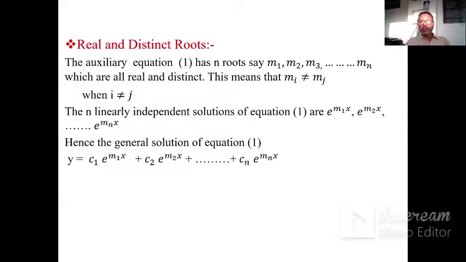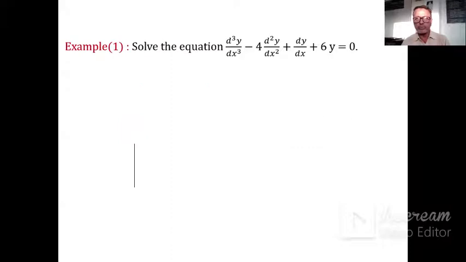And since these are linearly independent, from that we are able to write the general solution of the given homogeneous linear differential equation with constant coefficient, and it is y is equal to c1 e to the power m1x plus c2 e to the power m2x plus dash dash dash cn e to the power mnx.